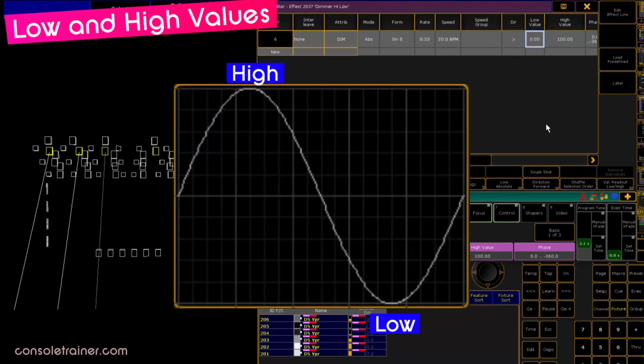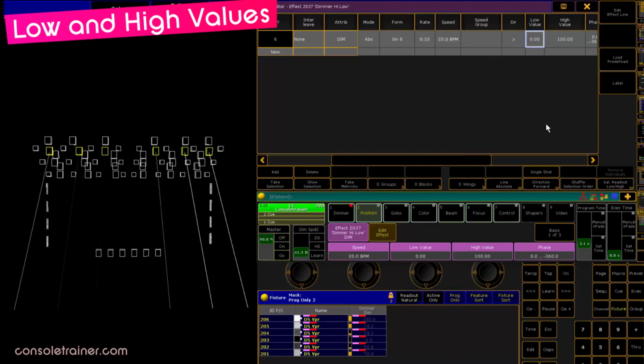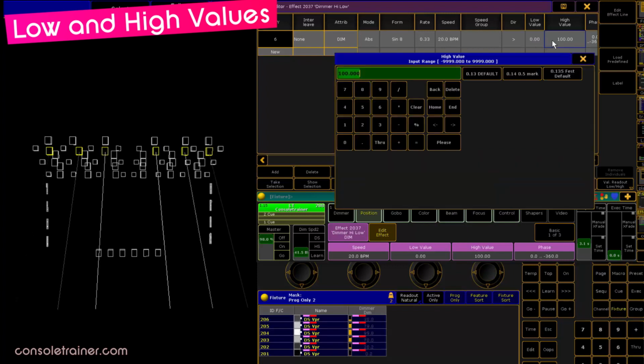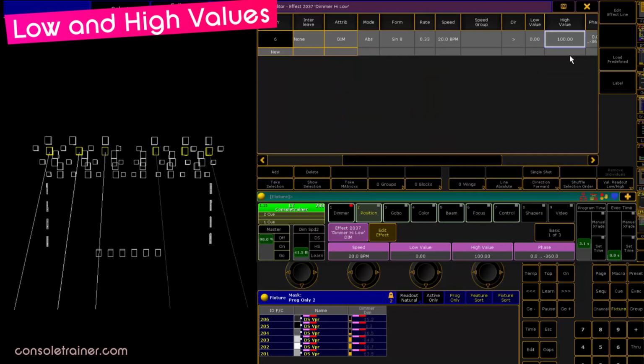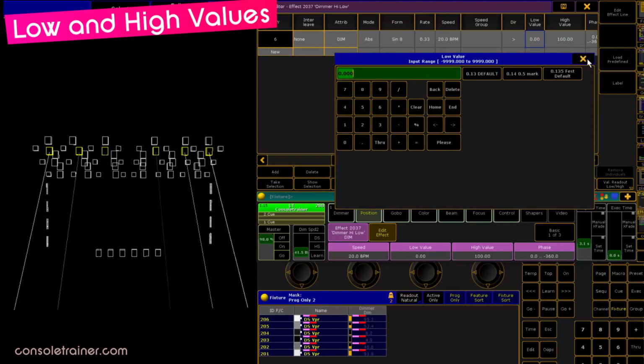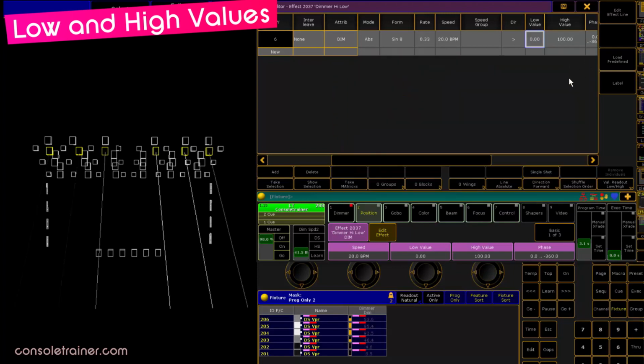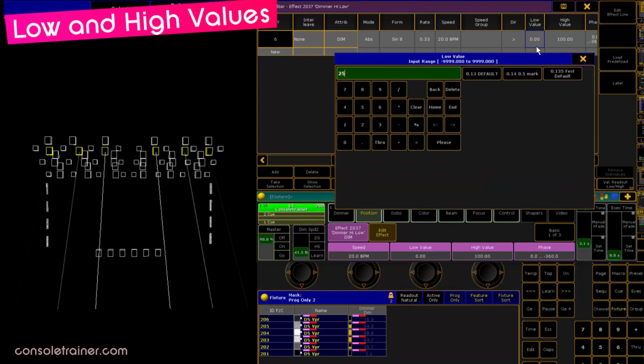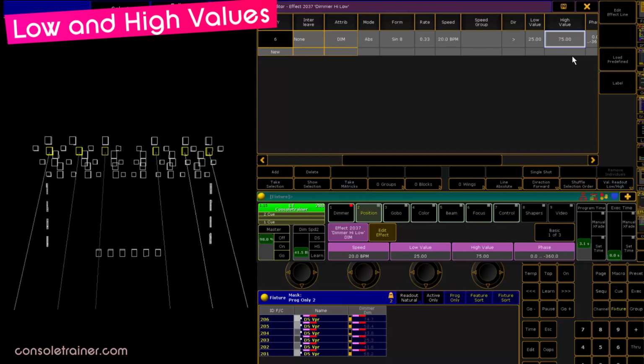They constrain the waveform between two points. You probably already know that these high and low cells can reference two presets to move between, but this video is all about math, so let's see how that works with simple values. This dimmer sine wave effect is an absolute effect, which means the values at low and high will equal our dimmer output, in this case going between zero and full. If I change these to 25 and 75, the dimmer outputs remain exactly between those two values.